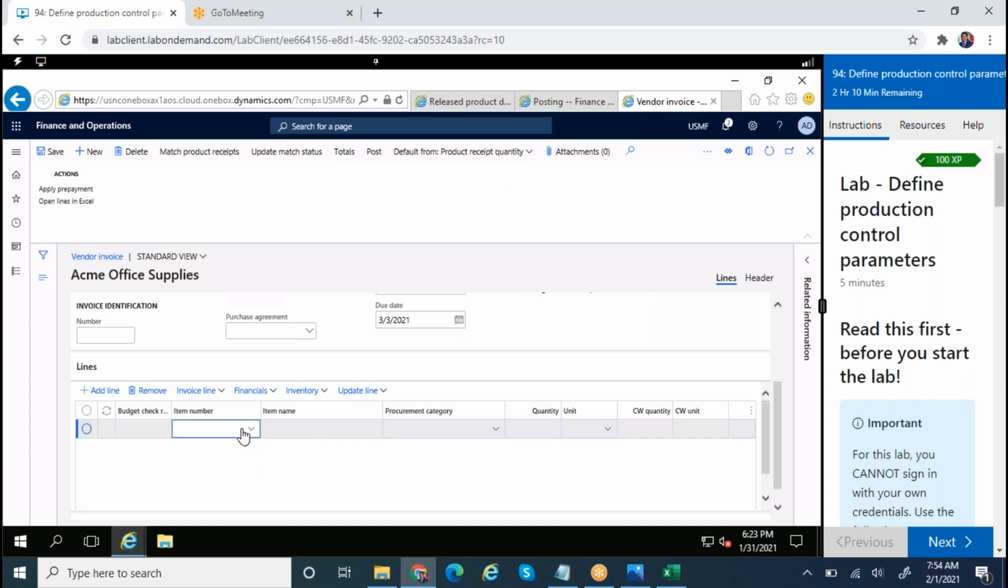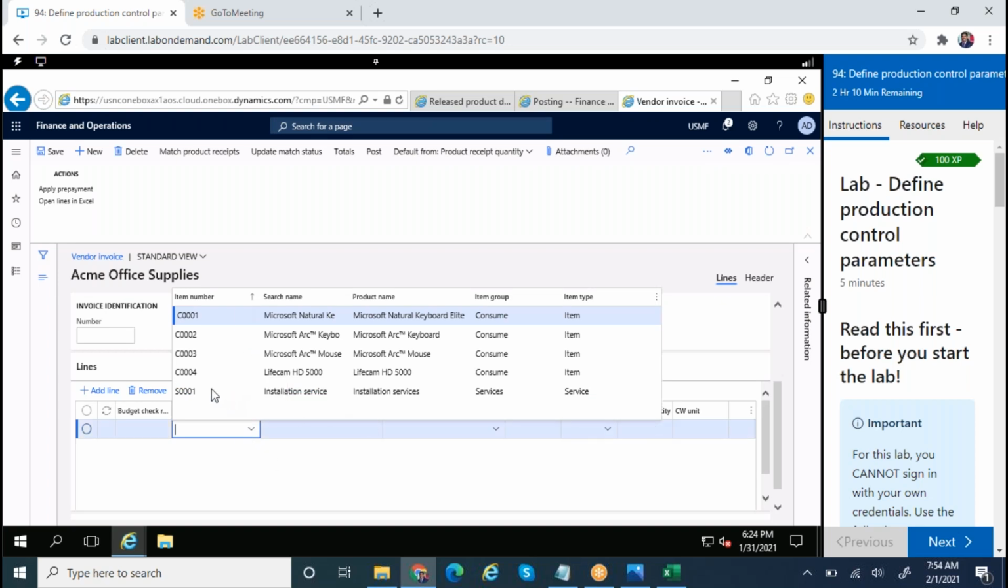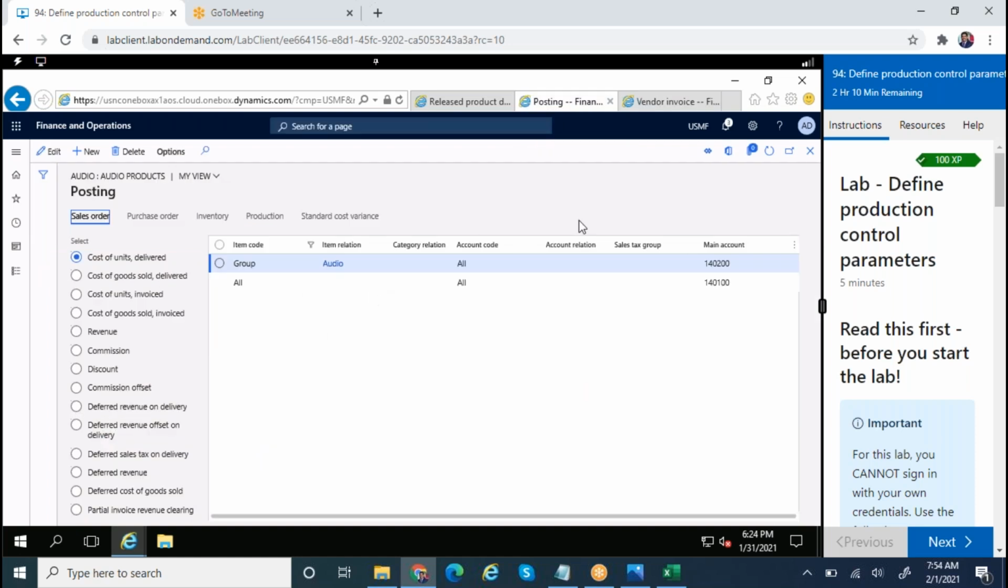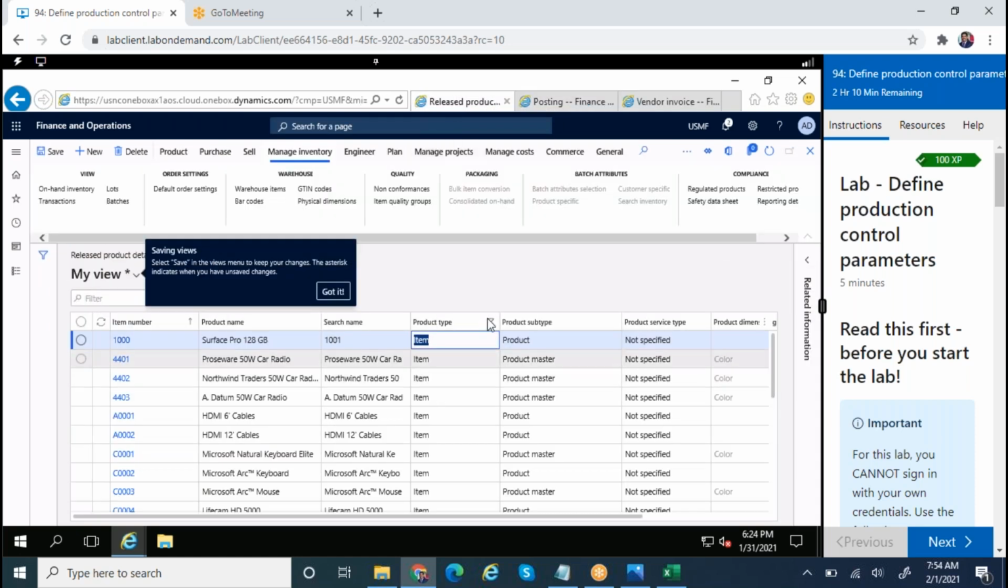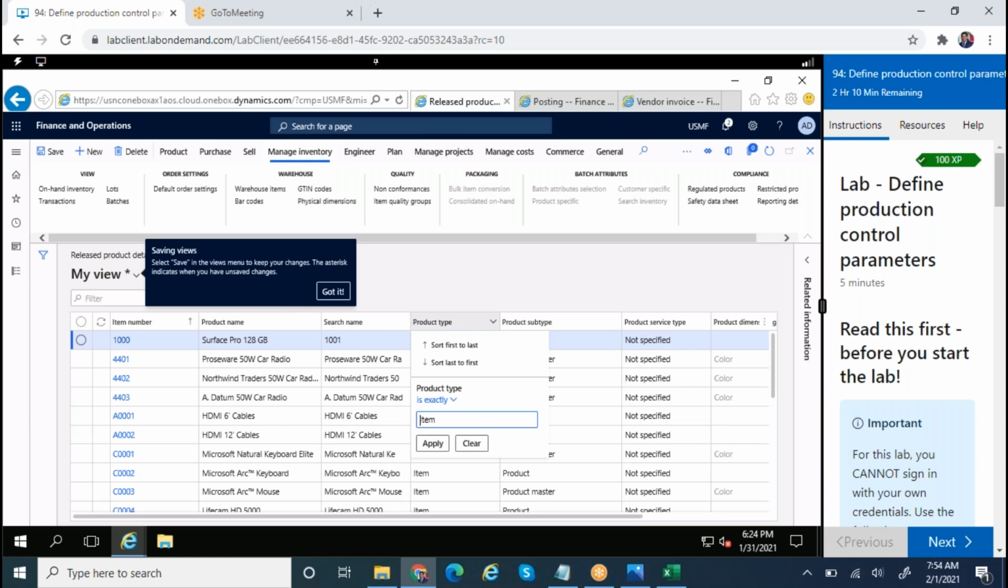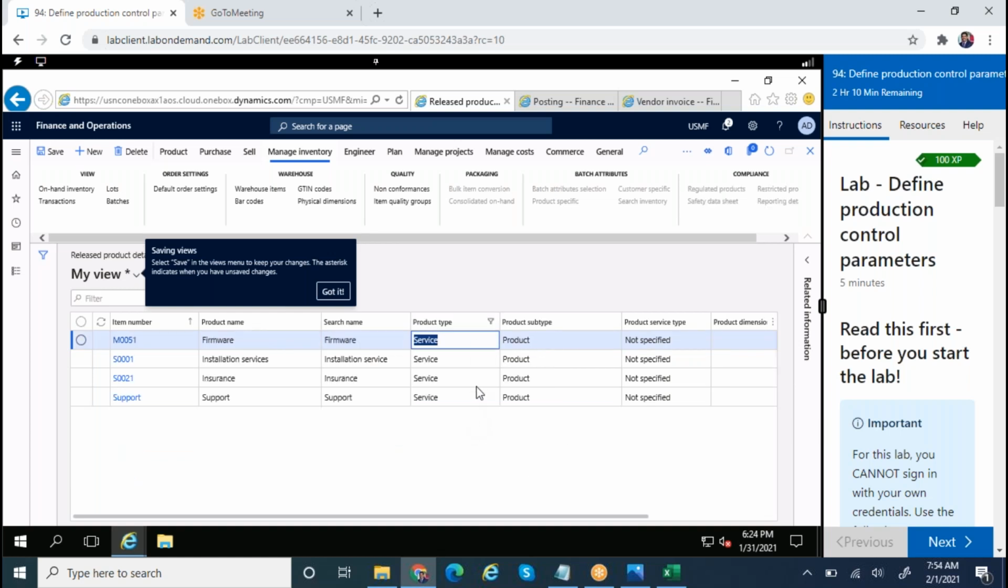Here, if you look at this one, it is showing C001, S001. For S001, the item type is service. For S001, you cannot click on hand inventory. On hand inventory is completely disabled. Okay, service type.